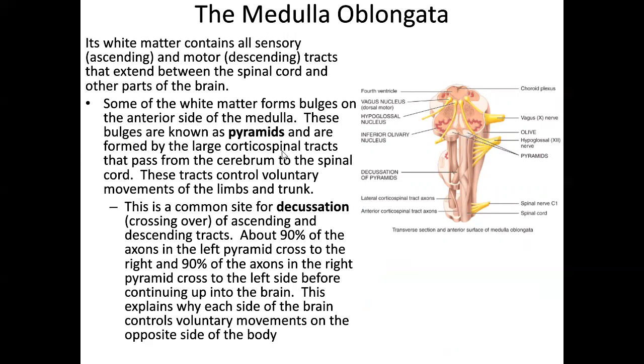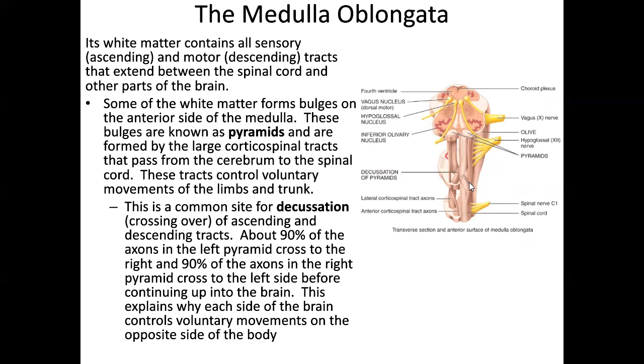They're formed by large corticospinal tracts, and these are the tracts that control voluntary movements of our limbs and trunks. So in other words, when we move our arms, when we twist our body, when we do any type of motion of our arms, legs, and trunk, those signals are coming through these pyramids. And what we see is that these pyramids decussate. They go through decussation or crossing over. And you can see it's like a little X is formed by them.